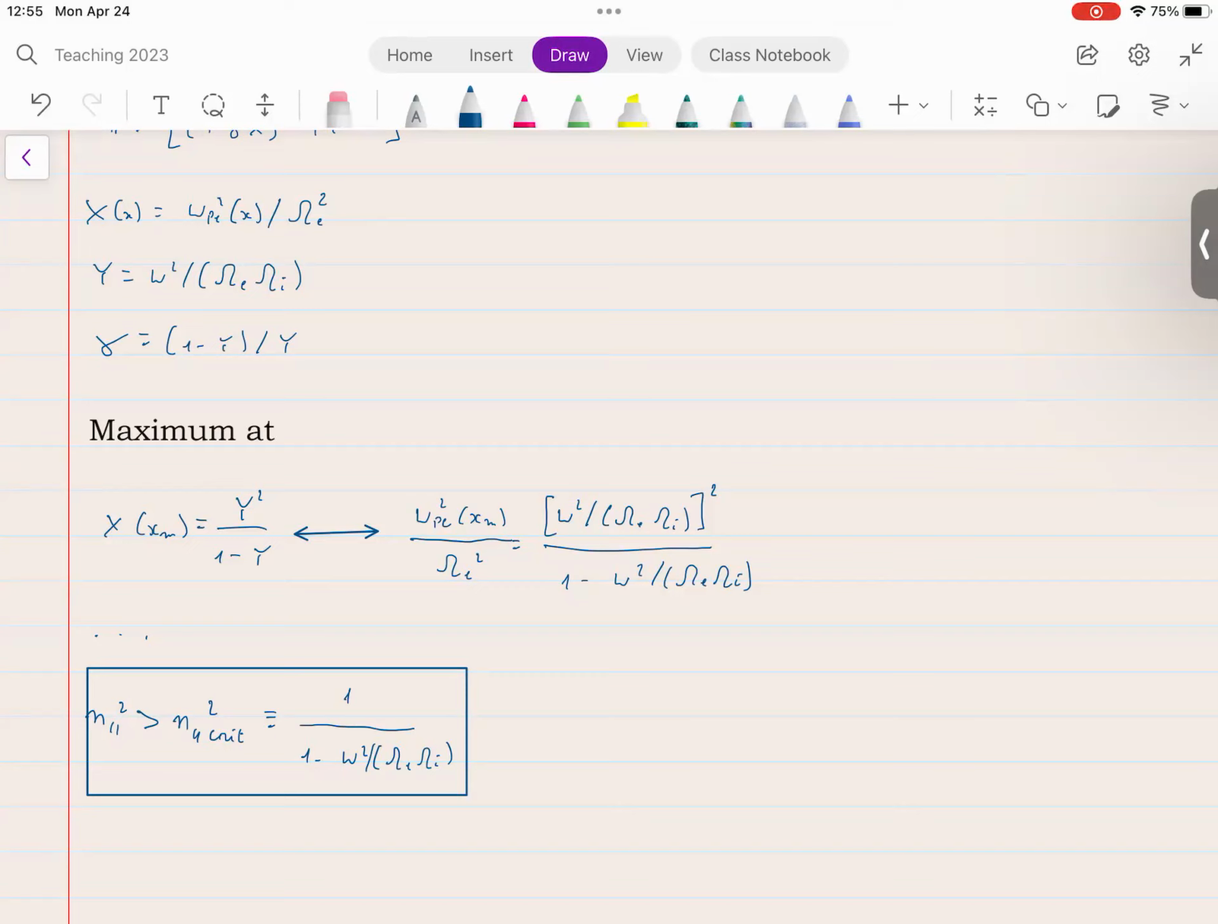And it turns out that the efficiency, which we're not going to be able to get to, is actually maximized when n parallel square is minimum. So we have two opposing constraints. We want n parallel to be as small as possible for efficiency, but we need it to be at least above this critical value that we obtain skipping a lot of steps in order for the wave to be able to propagate.